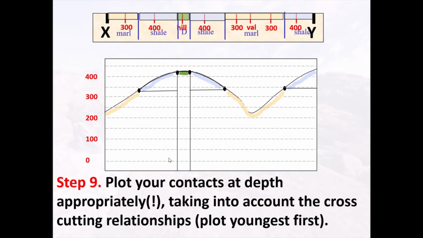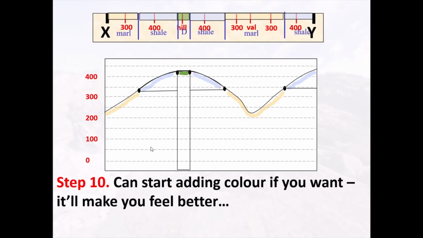Now it depends what sort of person you are, but if you want to feel like you're making progress at this point, you could start adding colour for everything that we're certain of. And I'm certain that the dike exists at depth because it cross-cuts the entire stratigraphy, and I'm certain that these rocks are horizontally bedded.